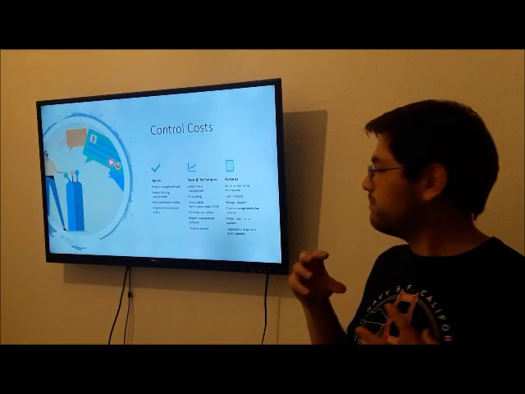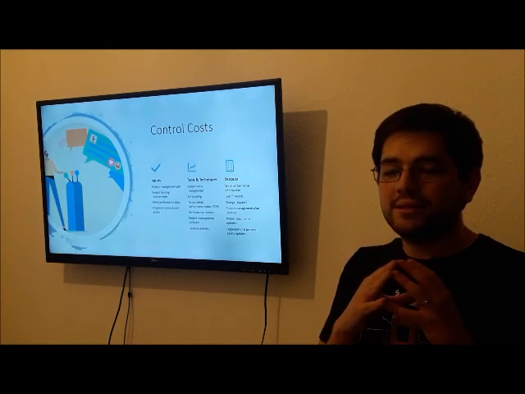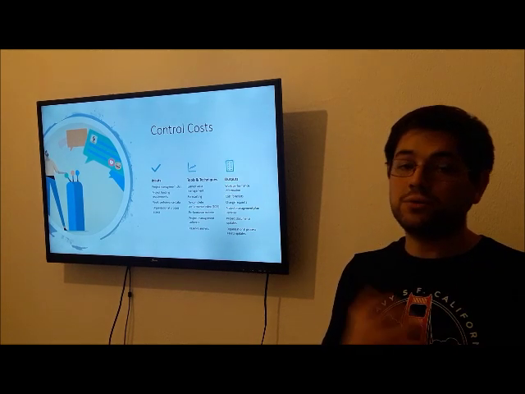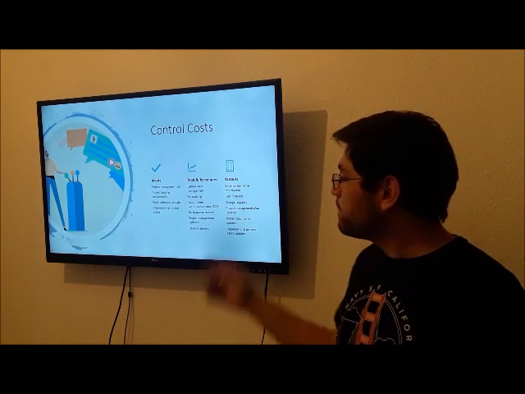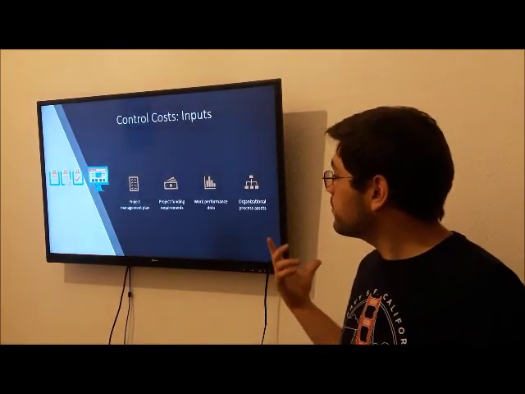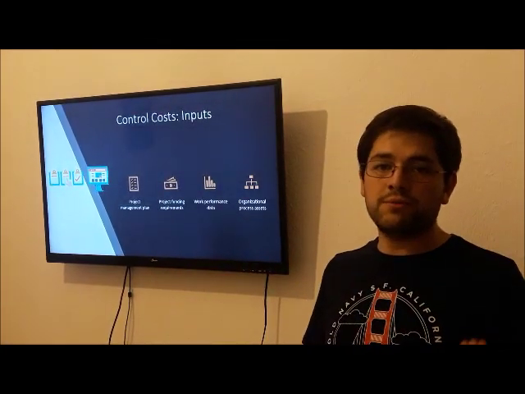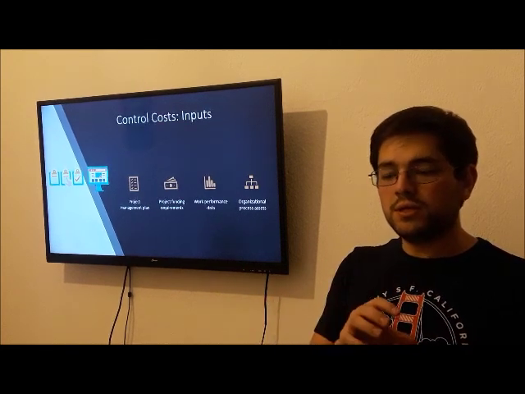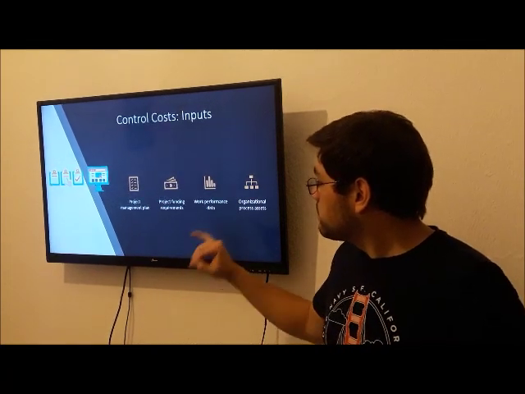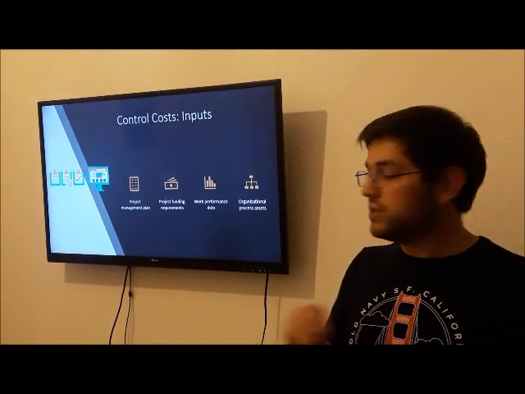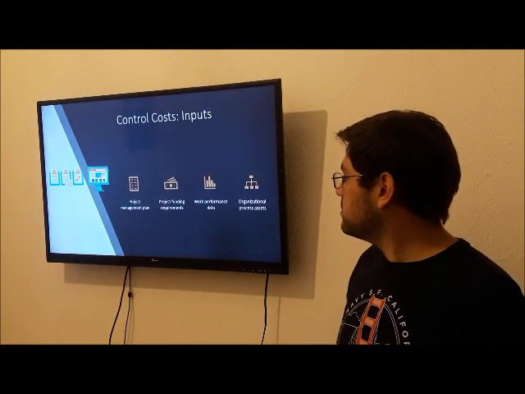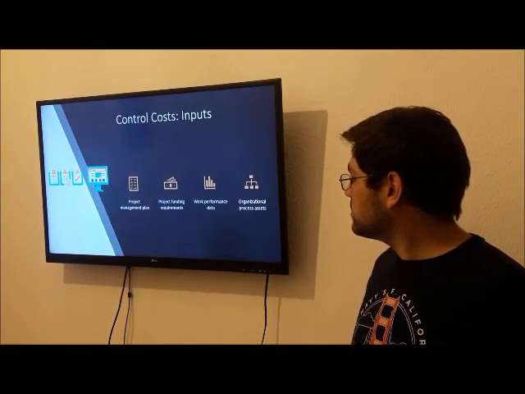Control cost is basically where we are going to see how is our project evolving and if what we planned is actually being executed. We have as well our inputs, tools and techniques, and outputs. For the inputs, project management plan, the plan that we develop at the beginning, we're going to use to see if every step is being completed as planned. Project funding requirements, we have to see if the funding requirements are being satisfied. Work performance data, and organizational process assets.